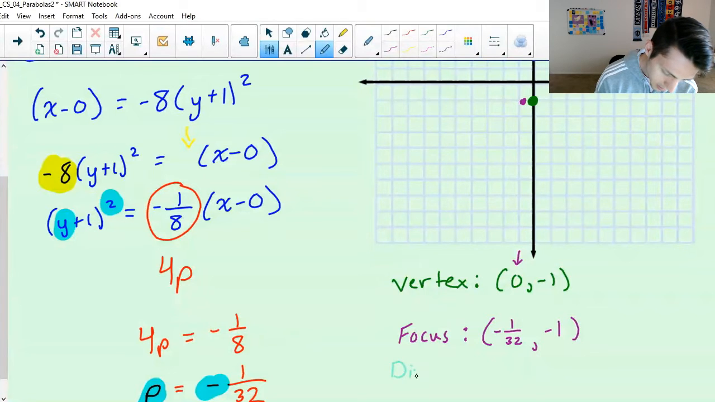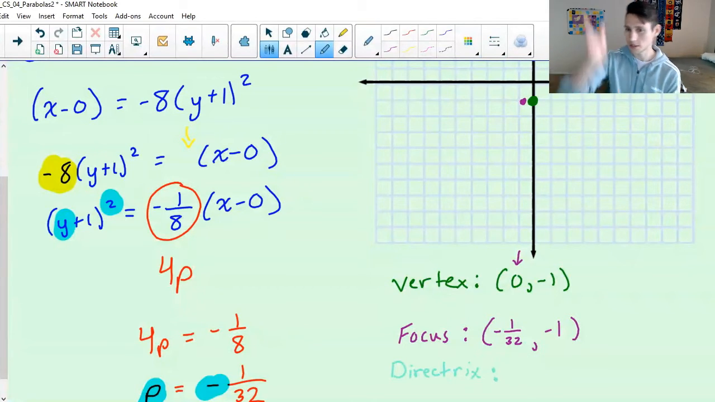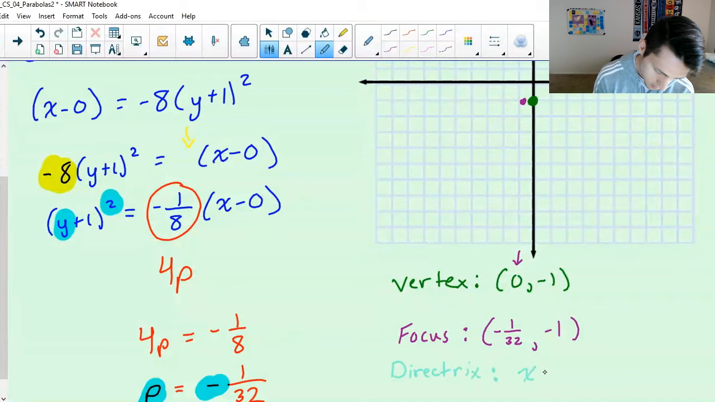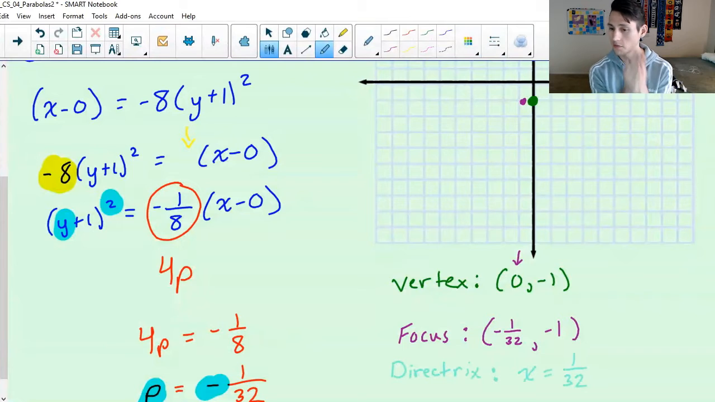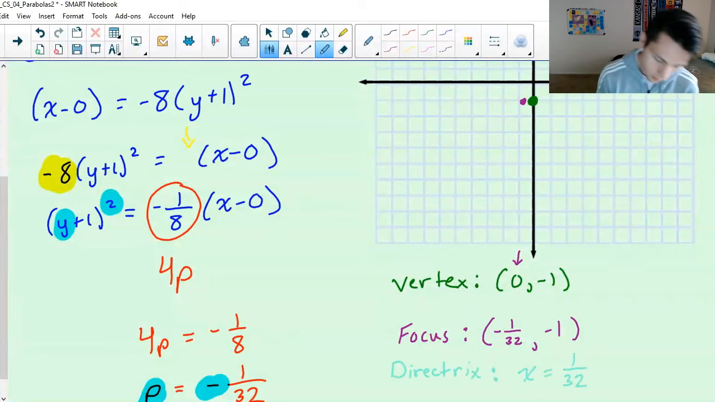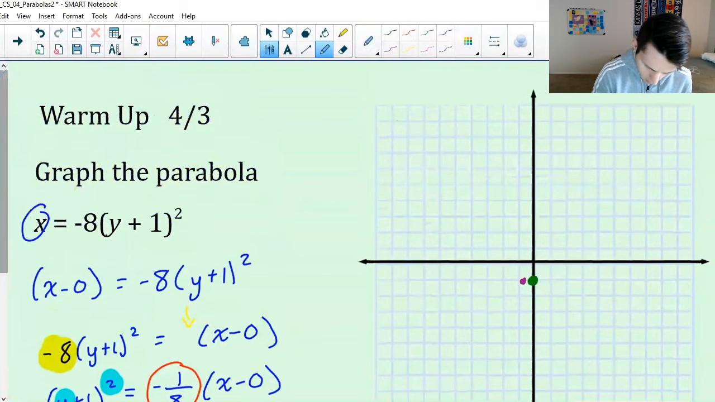And the directrix, since it's opening to the left, the directrix should be a vertical line that's on the right side. X equals 1/32, because again, we're starting at the vertex, which is 0, and then we move to the right 1/32. Again, this will look very small. So not to scale.